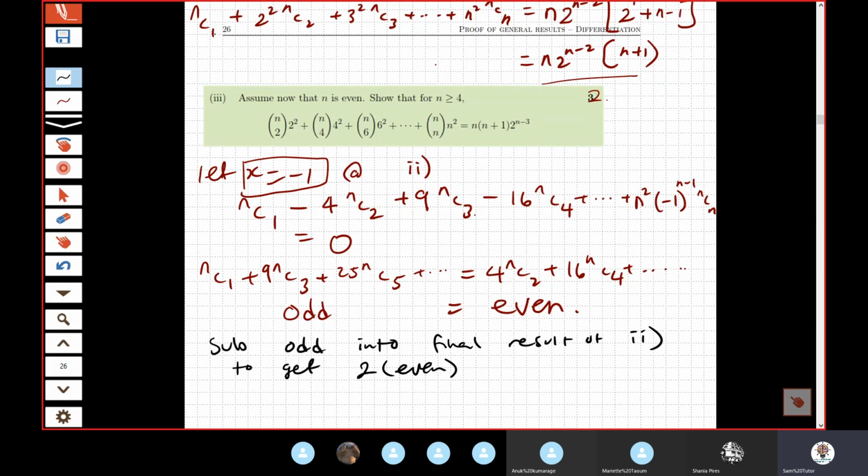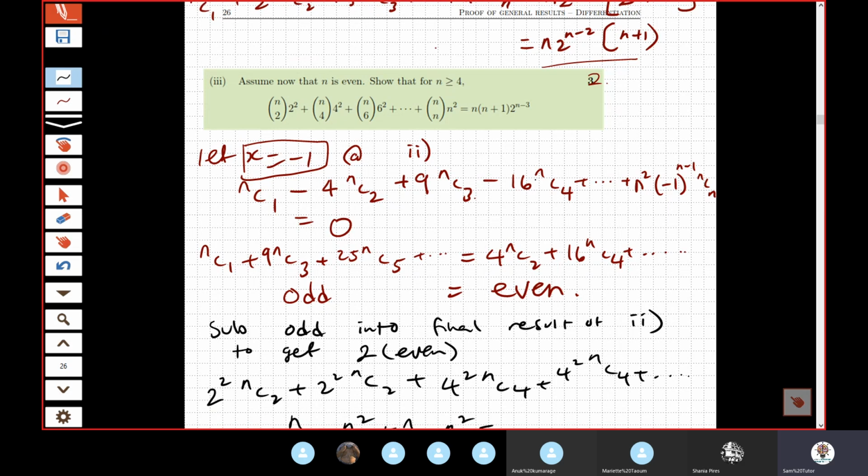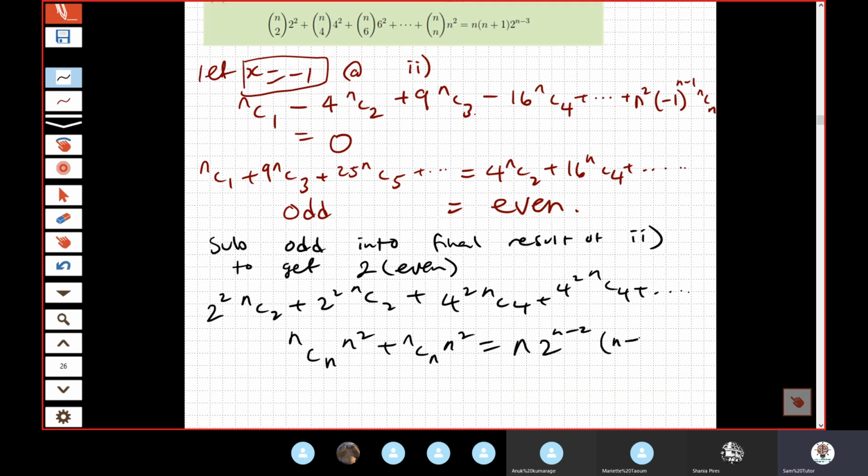So essentially nC1 up here becomes 4 nC2, but 4 is 2 squared, so you get 2 squared nC2 plus 2 squared nC2 plus 16, which is 4 squared, nC4 plus 4 squared nC4 plus dot dot dot until your last term, n choose n squared, which equals n choose n squared plus n choose n squared, which equals, what do we have in here? Equals n(2n minus 2) choose n plus 1.